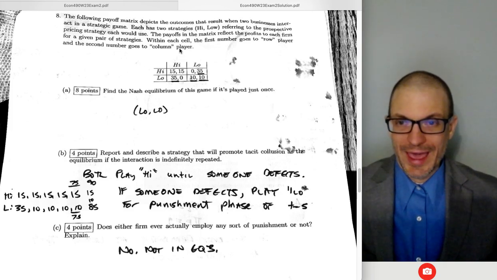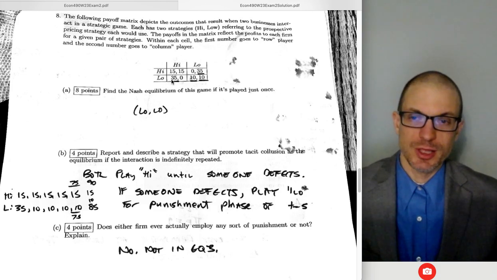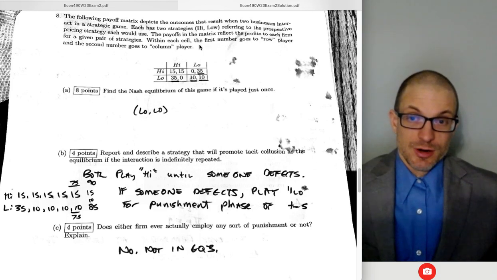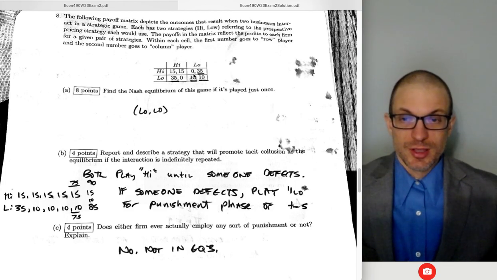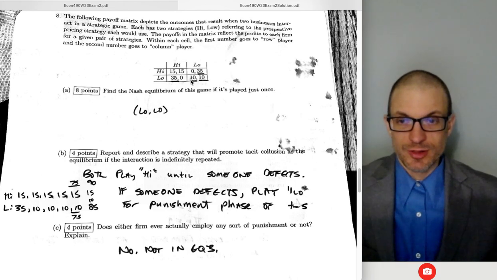We consider what happens if the column player plays high. Well, the row player can play high and get 15, or low and get 35. They'd rather get 35, so they'll play low, so I underline 35. What if the column player plays low? Well, the row player could get 0 by playing high, or 10 by playing low. They'd rather get 10, so I'll underline low.